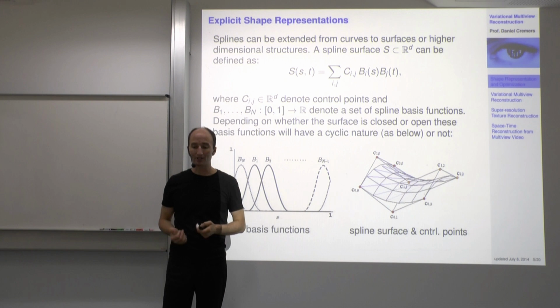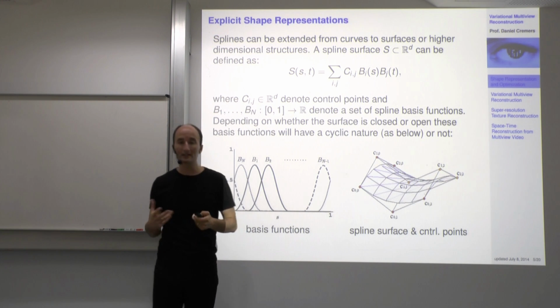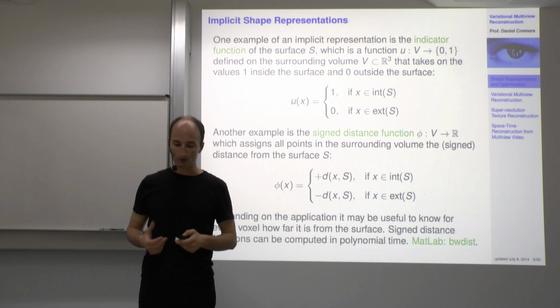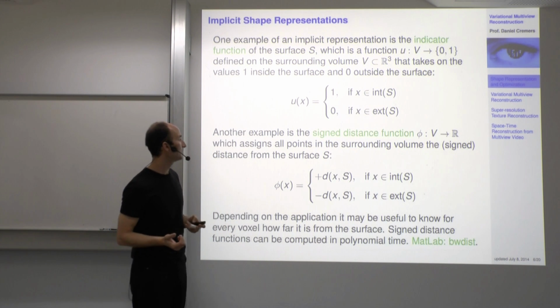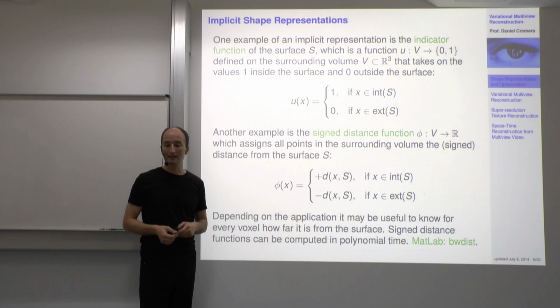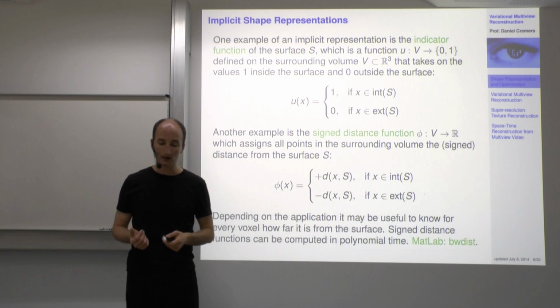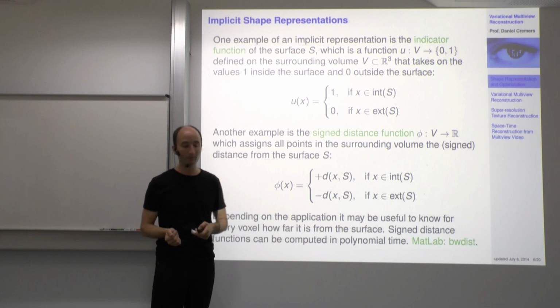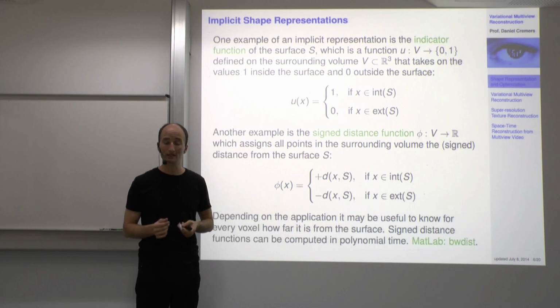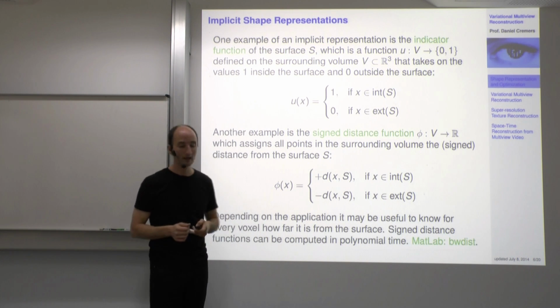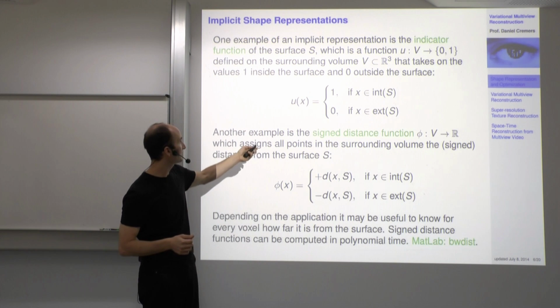So this is spline surfaces, spline curves. These can be used to define shape explicitly. As I mentioned, in optimization, people have moved for various reasons towards implicit representations. Actually, both representations are used today. Here is an example of an implicit one.